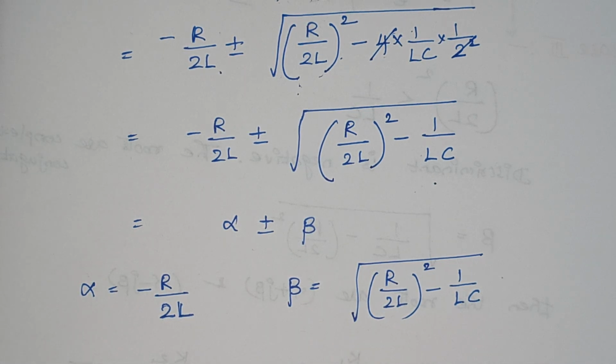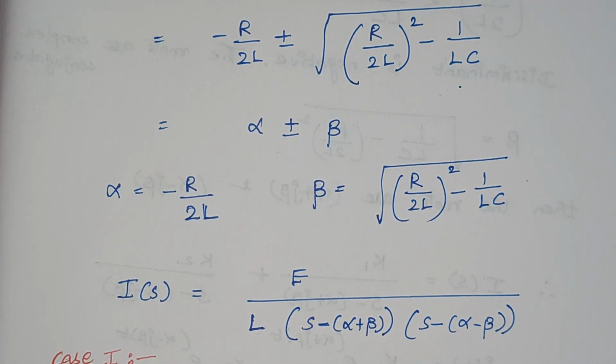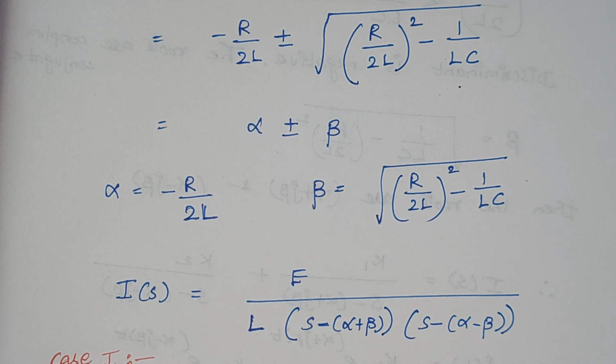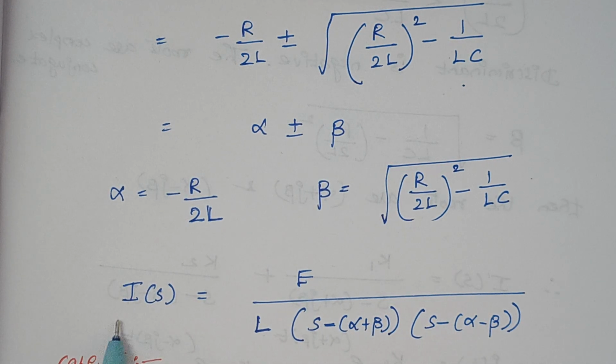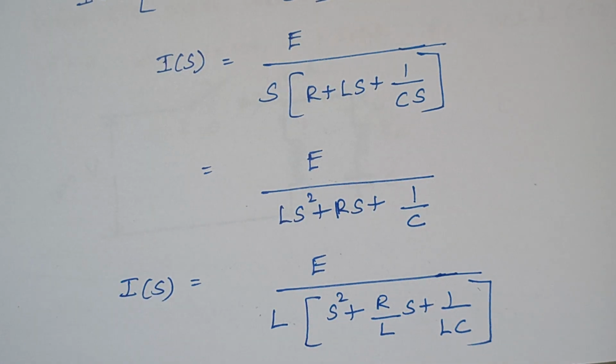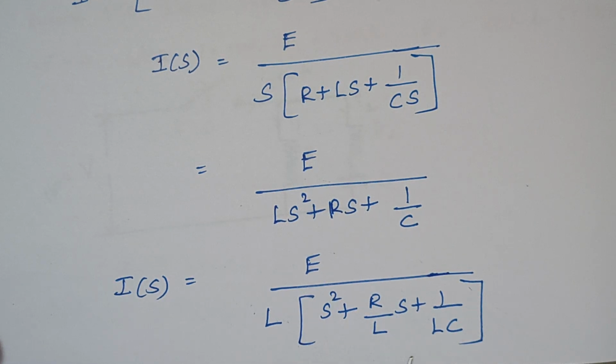So the next thing is, what is the purpose? Why are we doing all these things? Because we need to find the value of I of t. That is the current that flows through your circuit. So here I of s is represented as, when you look back at the original expression, this is your expression for I of s. This is your basic expression.